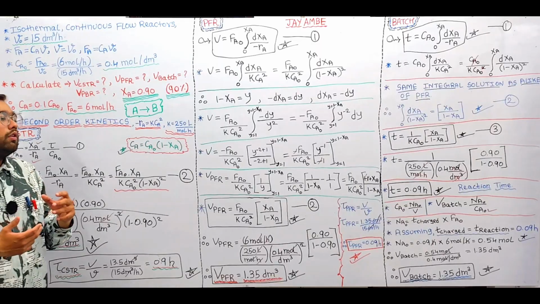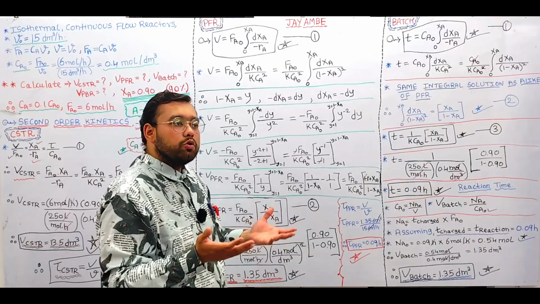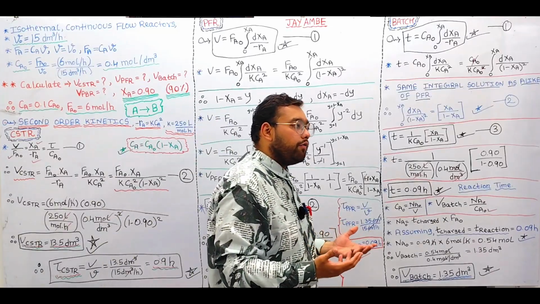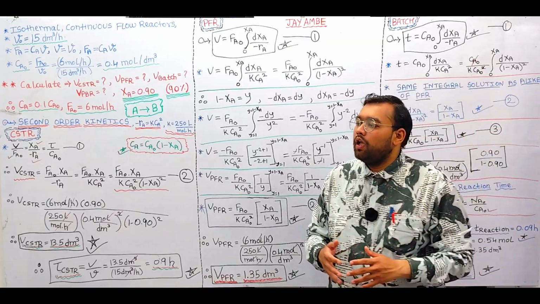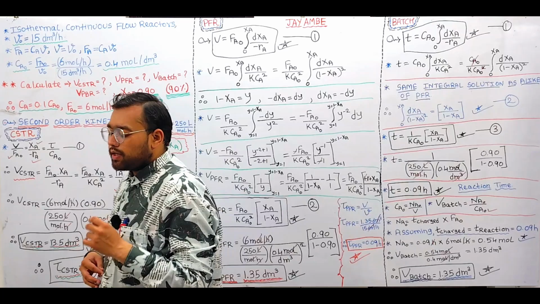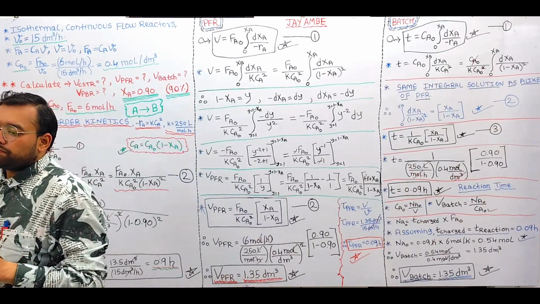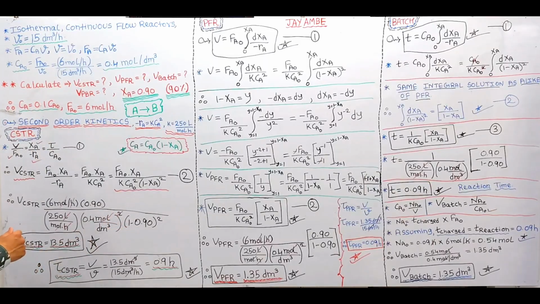Now we need to identify how large a volume of reactor we require. We need to identify what will be the reaction time. We need to identify how much weight of catalyst we require in order to achieve the desired conversion, right? So let's understand that. Firstly, here I'm selecting CSTR as the reactor model, right?